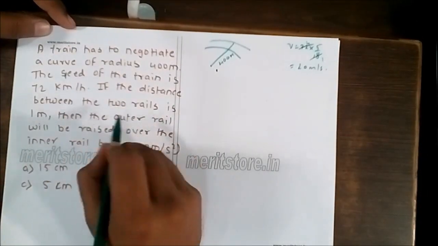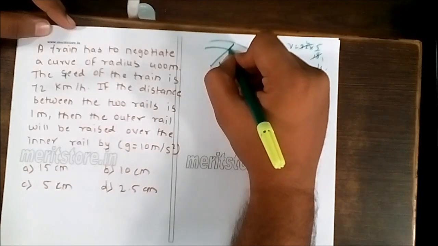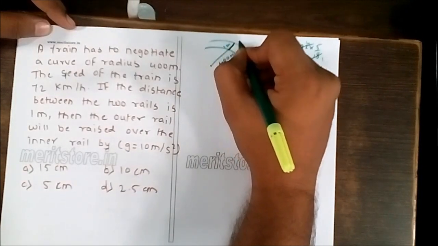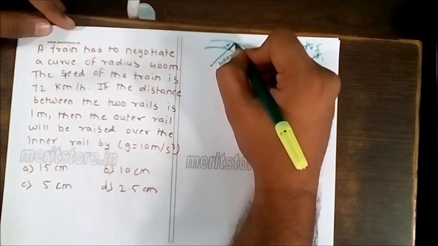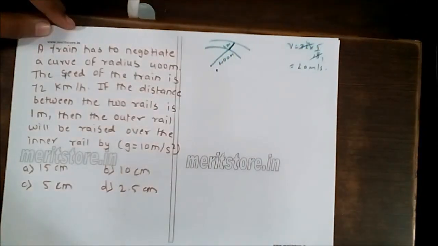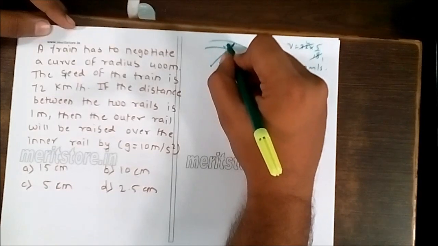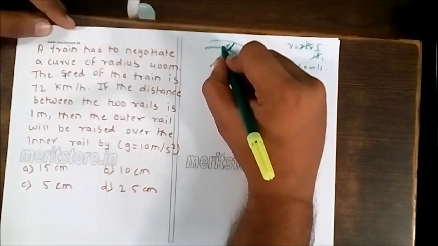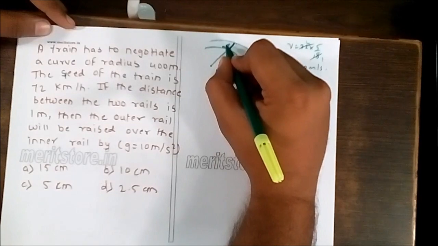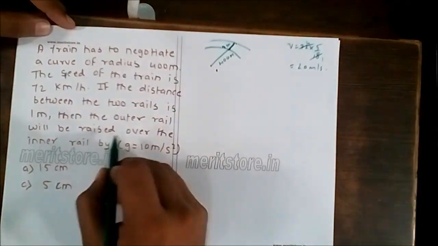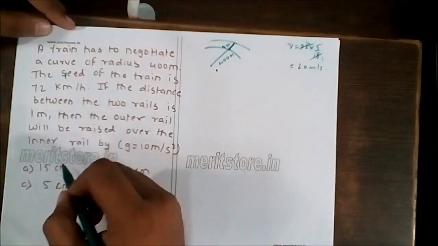If the distance between the two rails is 1 meter, so this distance is 1 meter. Sometimes the question could be asked like that, that a train has to negotiate a curve of radius 400 meter and the rail is of meter gauge. So meter gauge is the distance between these two rails, and meter gauge means 1 meter. So it's not necessary that they will mention 1 meter as a distance over there. Then the outer rail will be raised over the inner rail.